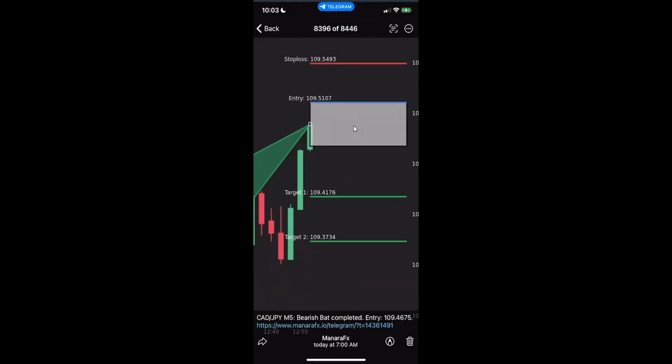So now I'm waiting for a bearish trend. I'm waiting for something bearish to show me that it wants to go down. So now I'm going to wait for an engulfing. I'm waiting for an engulfing. I need something to show me that this thing wants to go down.